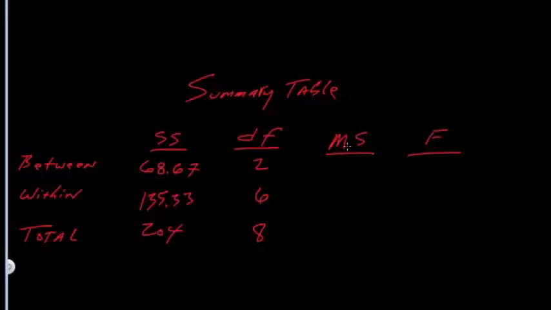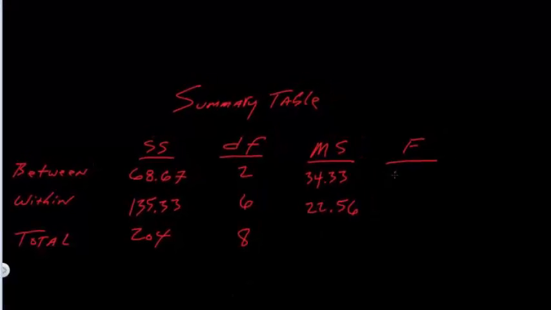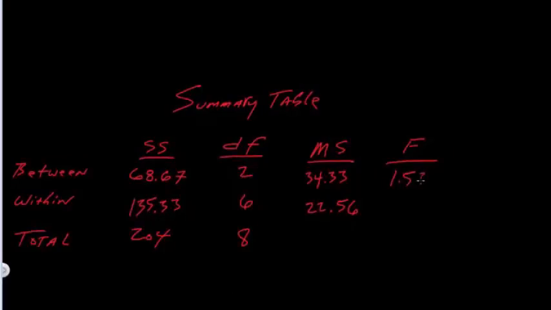So now to get mean square, we divide 68.67 by 2, and we get 34.33. And we divide 135.33 by 6, and we get 22.56. And now we take the ratio of 34.33 divided by 22.56, and we get 1.522. Okay, and just like before, we find our critical value for this F ratio.